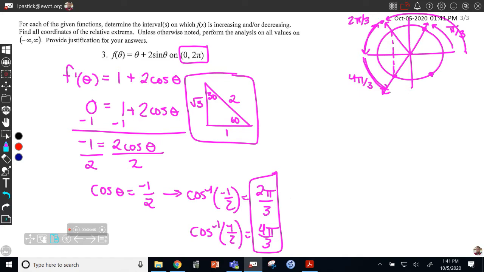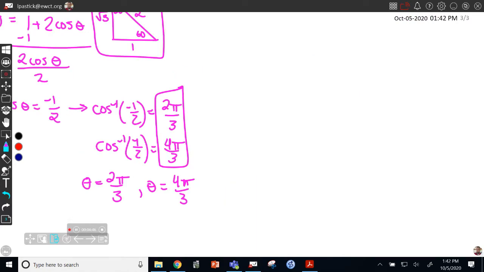Okay, so from here we have to make what's called a sign analysis chart. So I'm going to create it and then I'll talk about it. Before I create that sign analysis chart, I don't want to forget that these are the two values of theta that are going to make the derivative equal to 0. And where the derivative equals 0 has a potential for the derivative to change signs, and that's what we need to know in order to find our relative extrema and the locations of our maxes and mins.